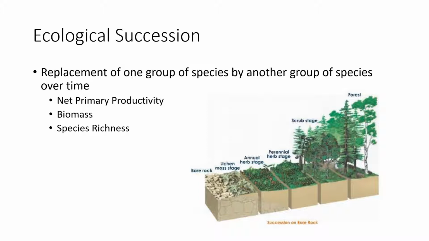And as we go through that, your net primary productivity is increasing as you go further into succession, as is your biomass and your species richness. So all of that is going to change as you go through succession.